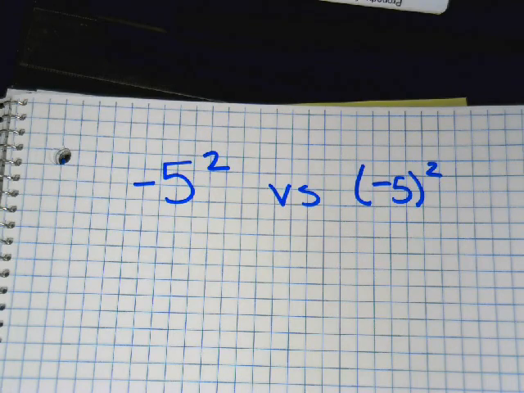So what is the difference between the first one and the second one? You will not get the same answer. There's no parentheses here. The 2 is connected to the 5. Here there is parentheses and the 2 is outside. How in the world are we going to get two different answers? But we will.